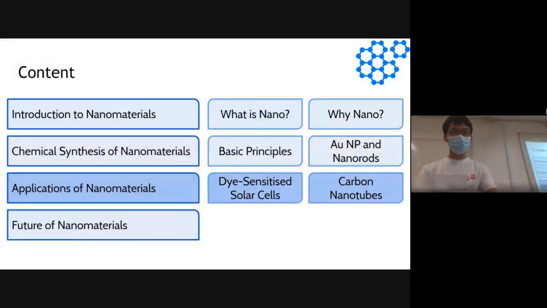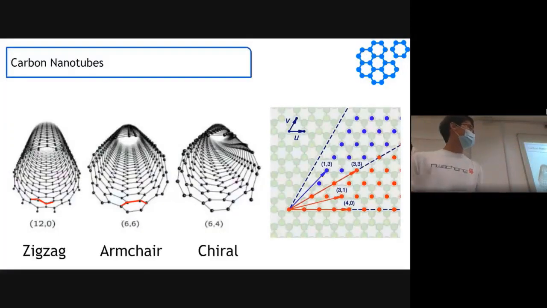Okay, hi. So next I'll be going through another application of nanomaterials that I trust many of you have heard of, which is carbon nanotubes. When it comes to carbon nanotubes, you'll be surprised at how many types there are. If you look at the far left, there's the zigzag configuration. The red lines that I've highlighted in the pictures represent the shape. In the middle, you have the armchair, and to the right, you can have something called a chiral nanotube. And all three types of nanotubes turn out to have quite different properties.